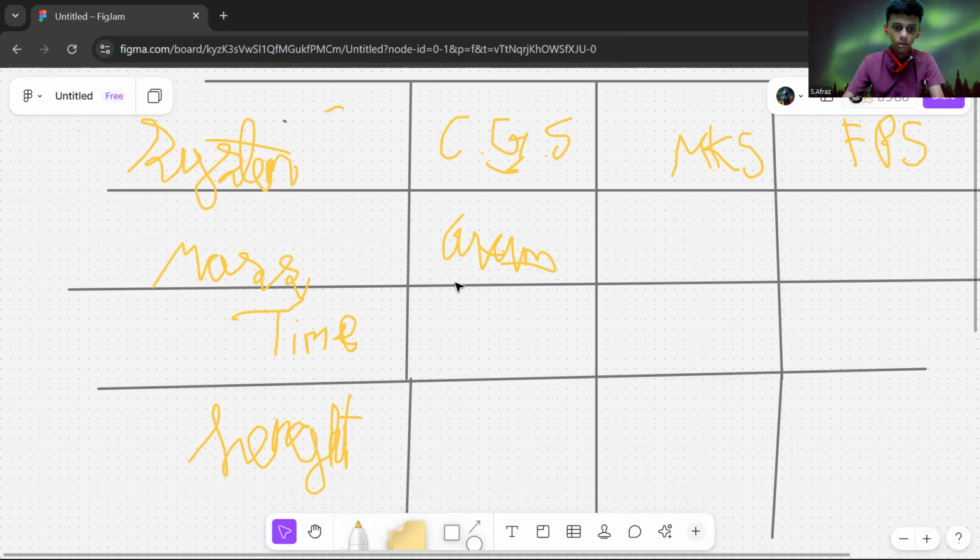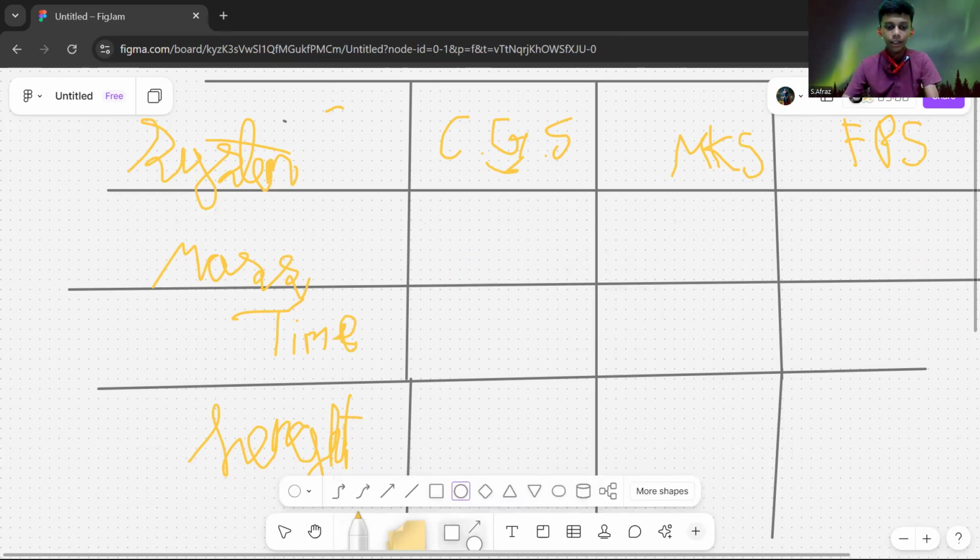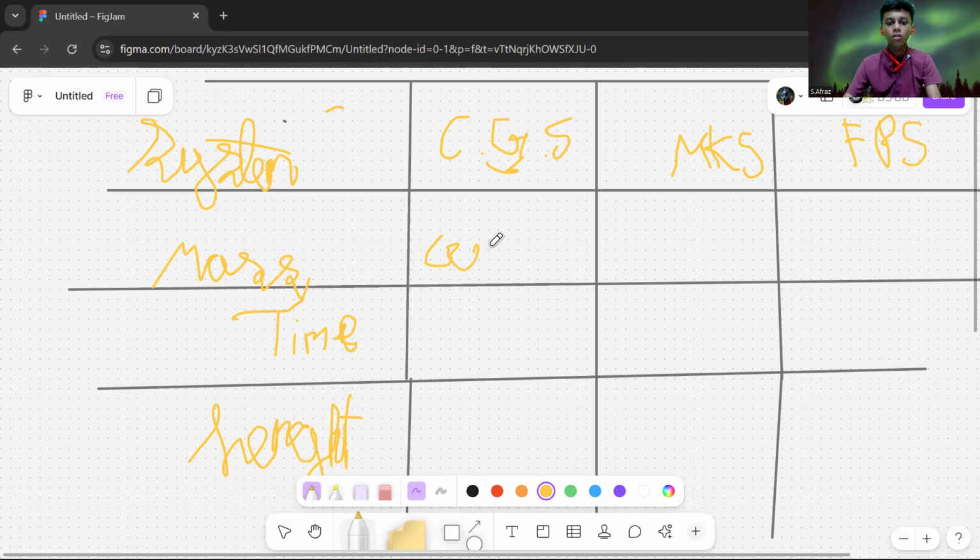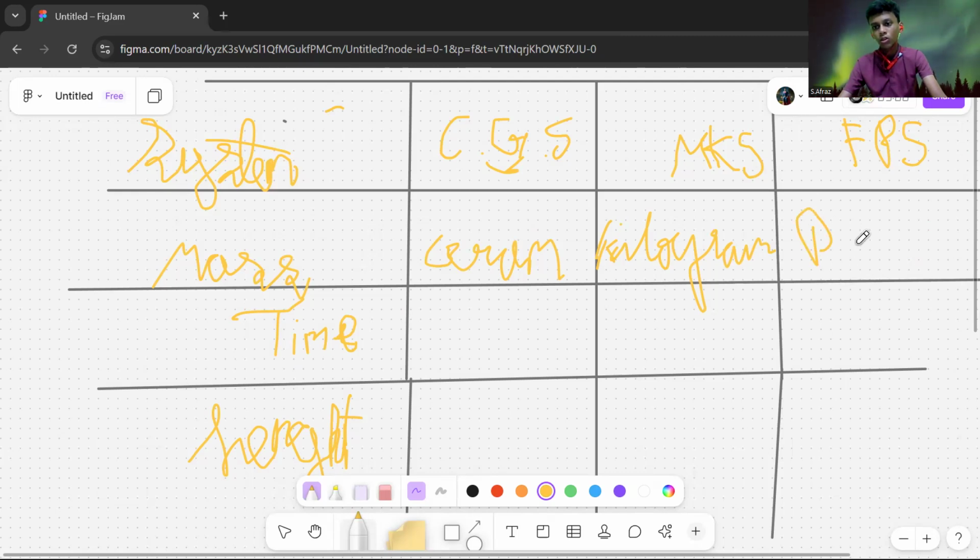Just a minute. I'll write it again. Gram. For mass, the MKS system is kilogram. Kg. Kilogram. And for the FPS system it is pound.